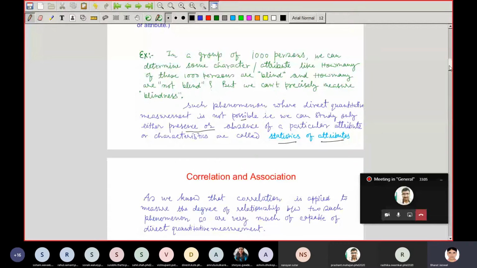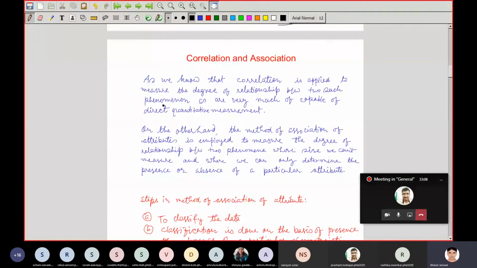So these are the things that we will discuss here mathematically. As we know, correlation is applied to measure the degree of relationship between two phenomena that are capable of direct quantitative measurement. So wherever we need direct quantitative measurement, we use correlation, and we also studied that correlation lies between -1 and +1, and there are different degrees between 0 to 0.5, between 0.5 to 0.75 and so on. So these are the quantitative analysis.